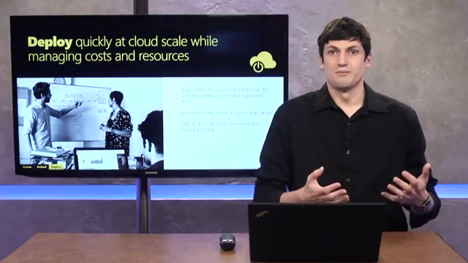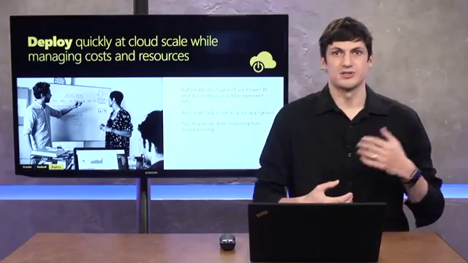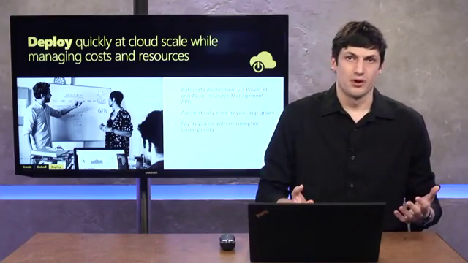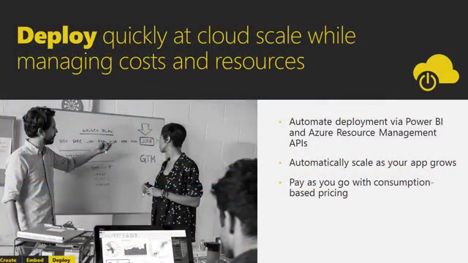We've created our content. We've written the code to embed it into our application using the APIs, using app tokens, and now we want to deploy it. Again, we'll use the Azure ARM APIs and the Power BI APIs to automate every step of the process. And once it's deployed, you will pay for only what you need with our consumption-based pricing.